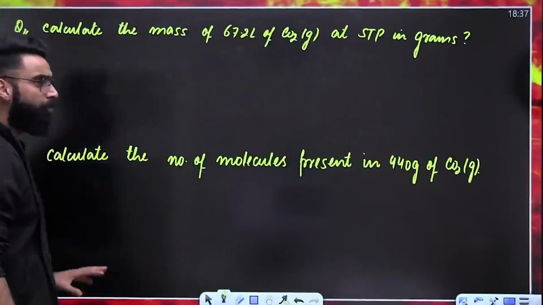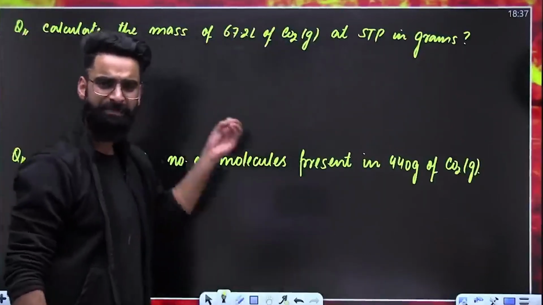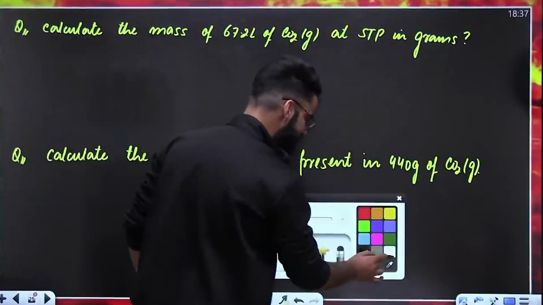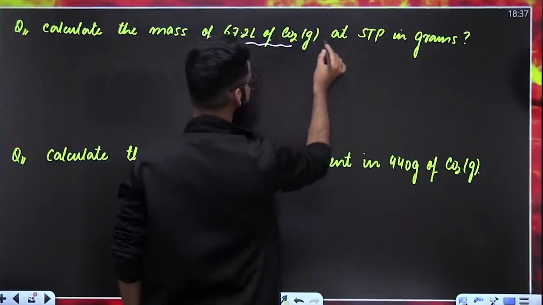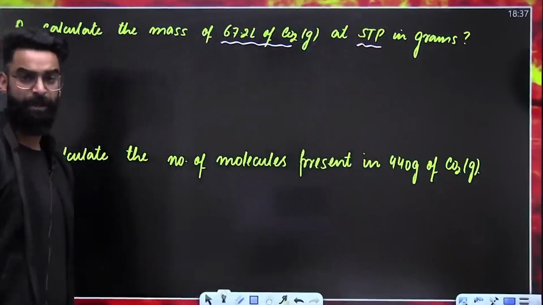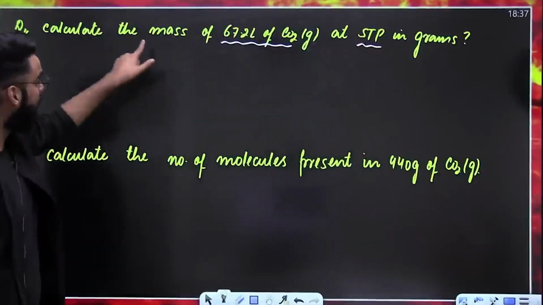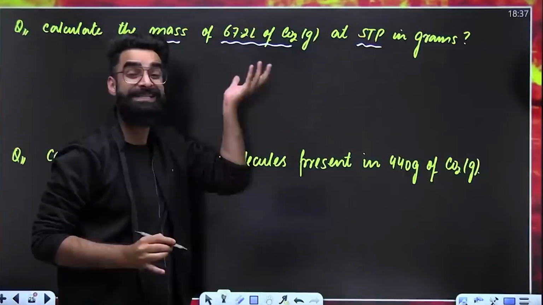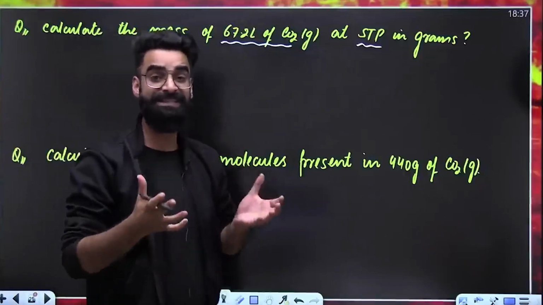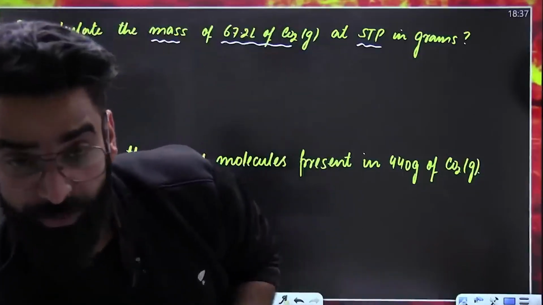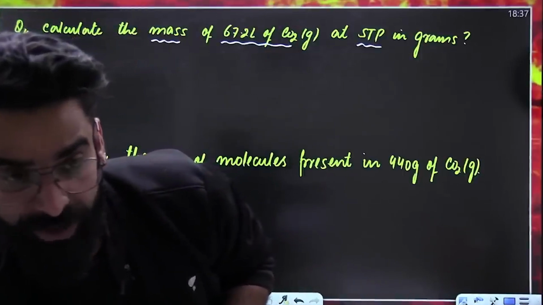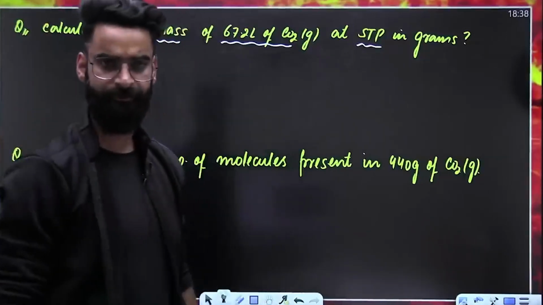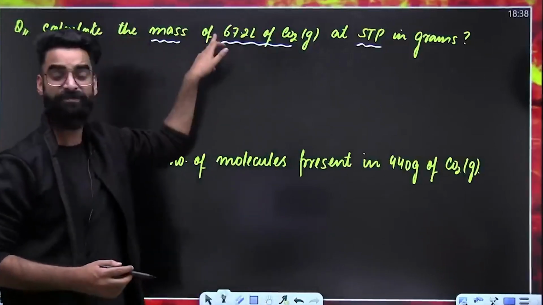Now, my dear students, how to use the diagram? Look at these basic questions. Calculate the mass of 67.2 liters of carbon dioxide at STP in grams. Look at the question carefully. We are given 67.2 liters of carbon dioxide, and we have to calculate the mass of these many liters of carbon dioxide.